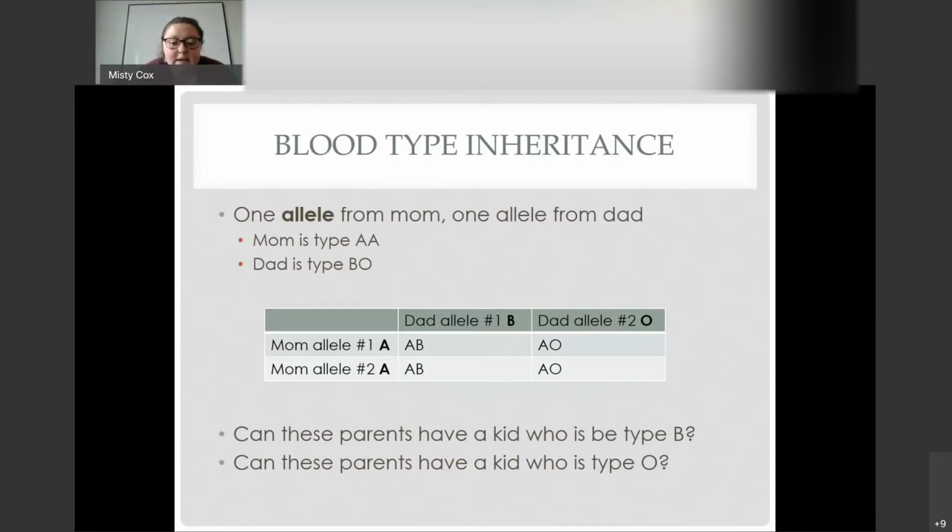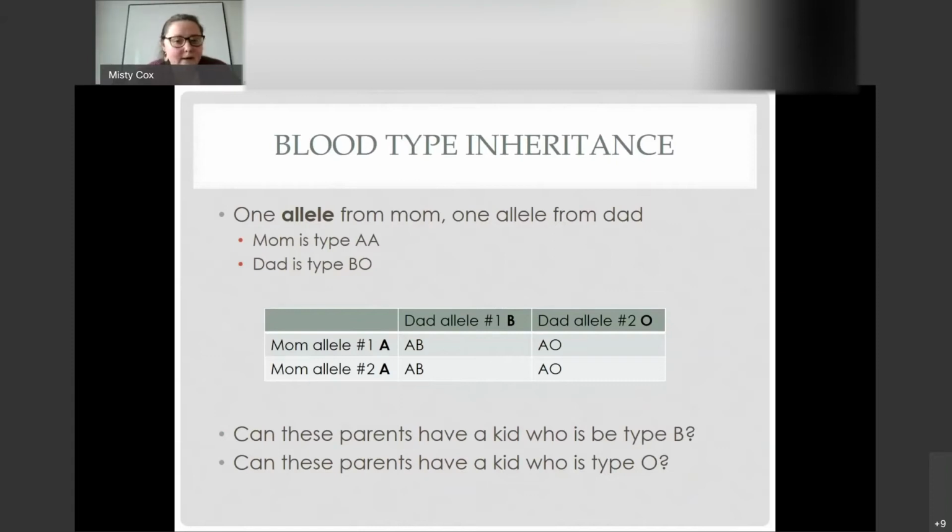So correct. No, they cannot. Can they have a kid who's type O? Again, correct. No is the answer. So what they can have is a kid who's type AB, which you can see in the squares in the middle. I'm pointing at my screen, but obviously you can't see that. Or they can have a kid who's type A.